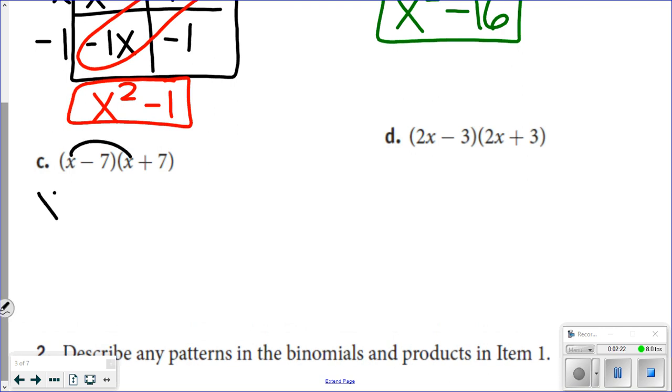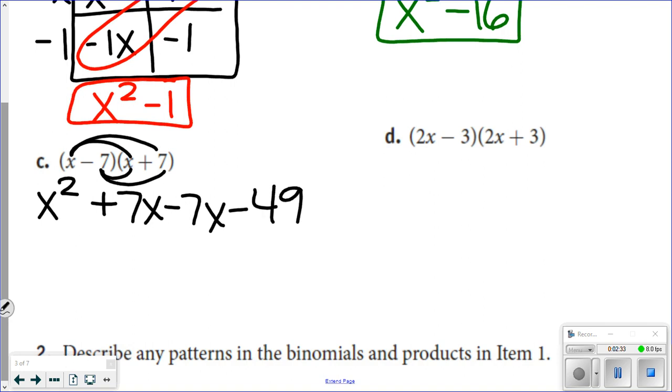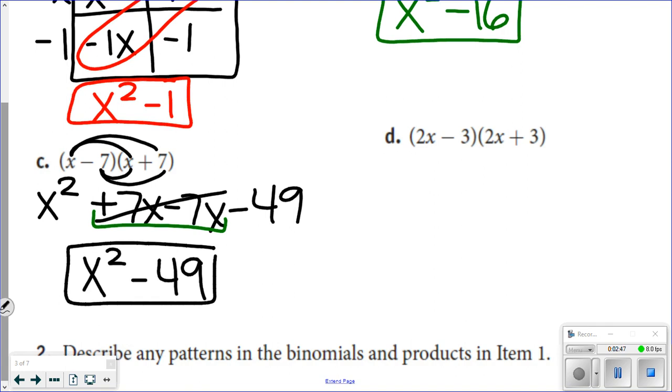X times x. X times 7. Negative 7 times x. Negative 7 times negative 7. These right here are like terms. If we have $7 and we spend $7, they cancel each other out. And we're just left with x squared minus 49.